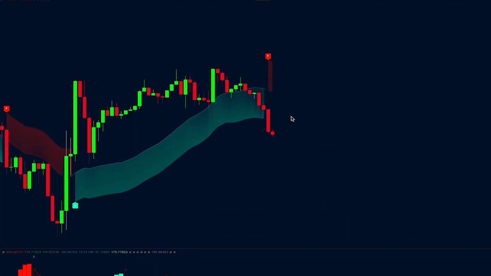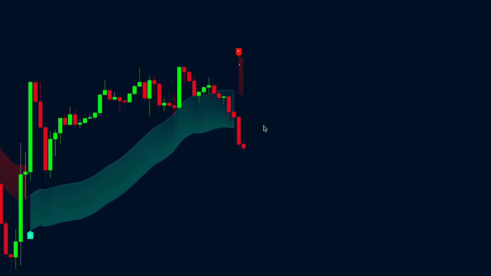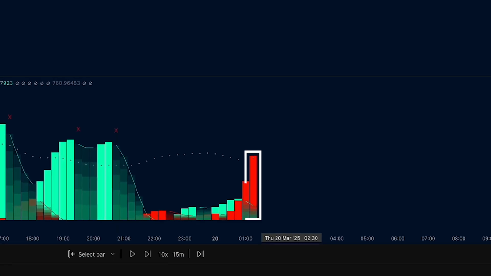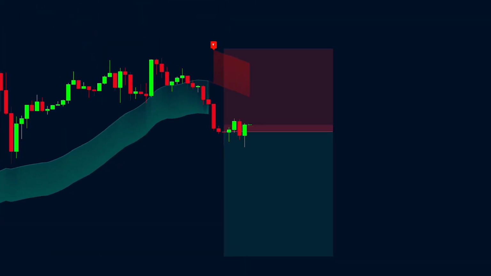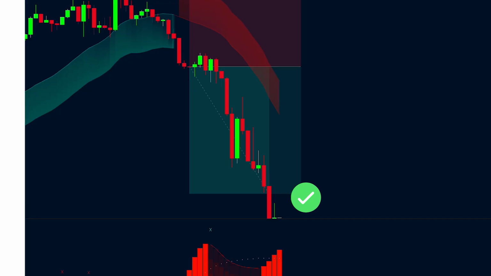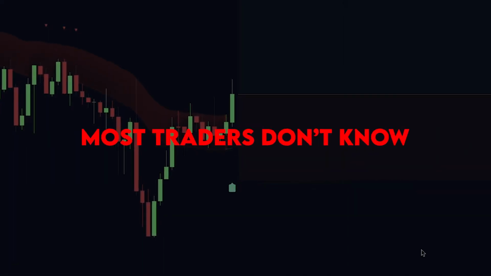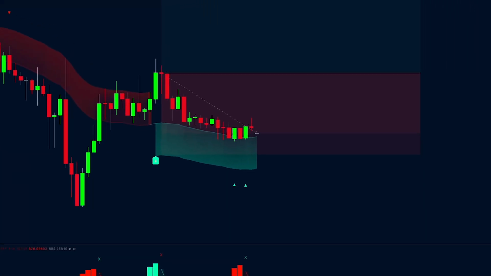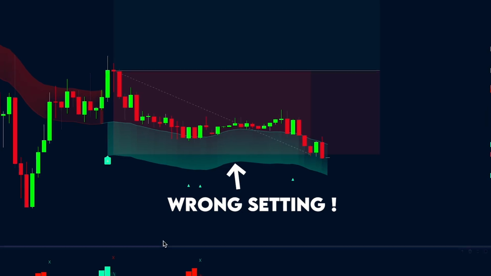For shorts, same rules, but just flip everything. Look for a red arrow and a bright red histogram above the dotted line. These setups are like having 3 confirmations all saying the same thing. But here's the thing most traders don't know. These strategies only work their best when you've got the perfect settings for your specific market.